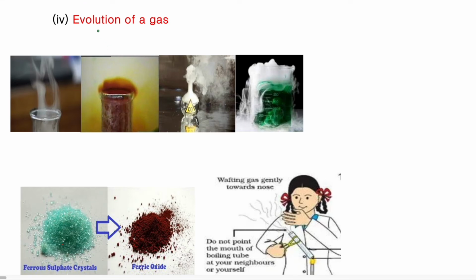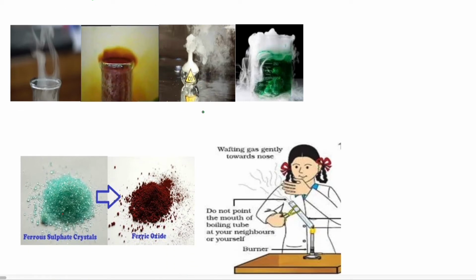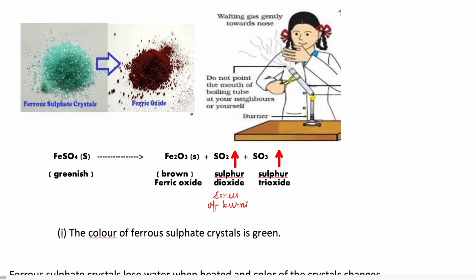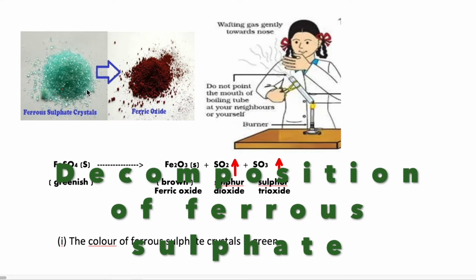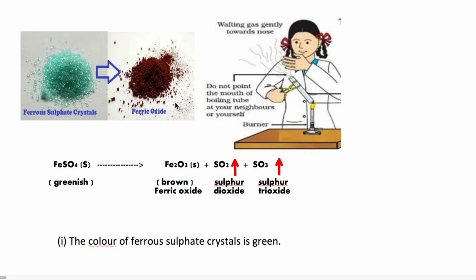Now, let us talk about another characteristic showing evolution of a gas. Here in this figure, you can see evolution of different gases taking place. Let us study the activity which is given in our NCERT. For the evolution of gas, we will talk about this example. Here, when green colored ferrous sulfate crystals are heated in a test tube, it changes to solid ferric oxide. Sulfur dioxide gas has the characteristic odor or smell of burning sulfur.